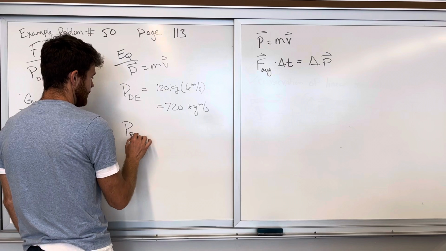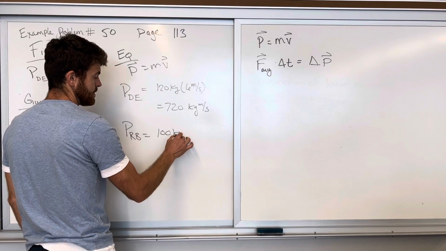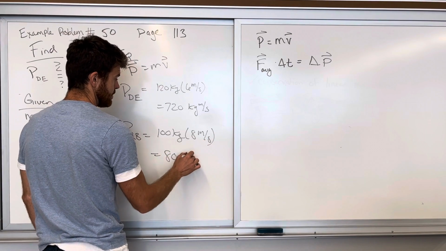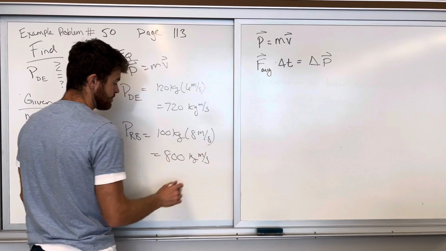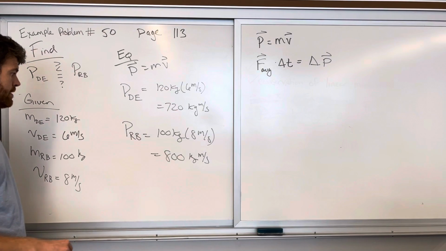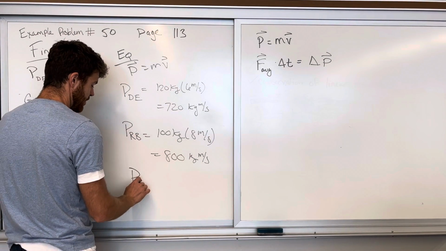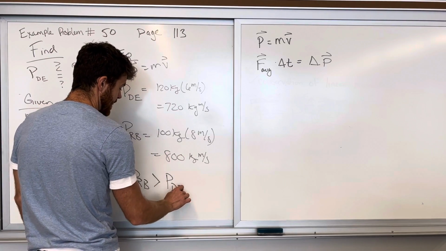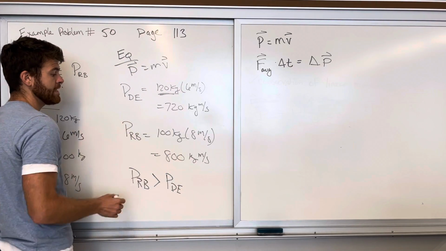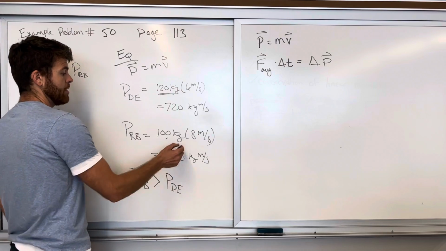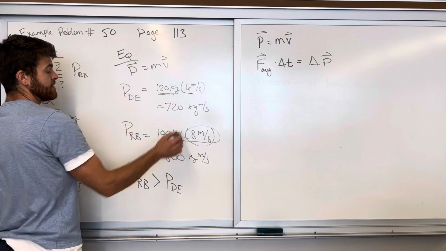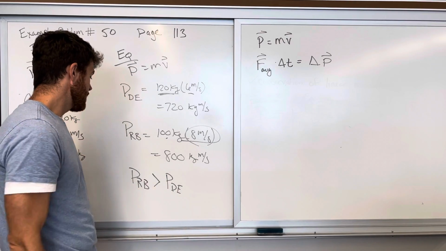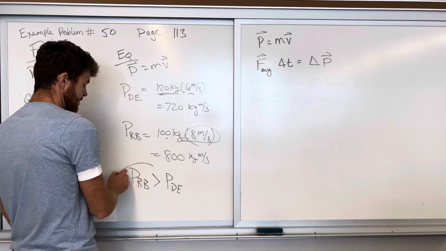The momentum of the running back is equal to 100 kilograms times 8 meters per second, which gives us 800 kilograms meters per second. So to answer the question, the momentum of the running back is greater than the momentum of the defensive end. Even though the defensive end is more massive than the running back, the running back is running faster. And the combination of mass and velocity gives the running back more momentum than the defensive end.